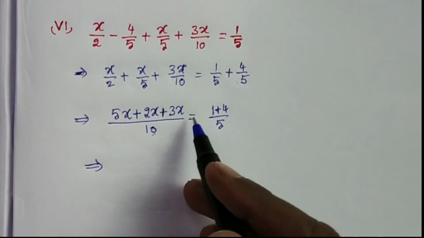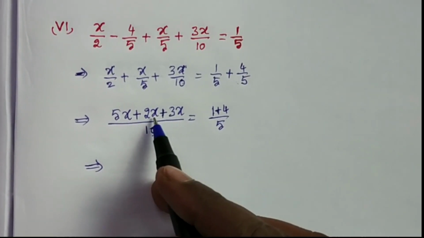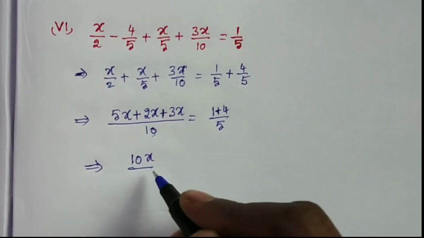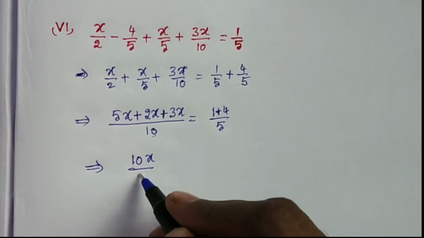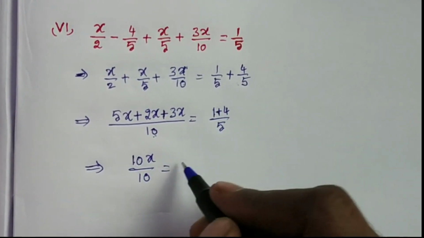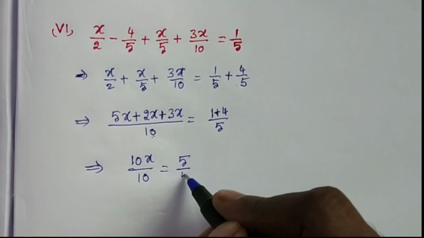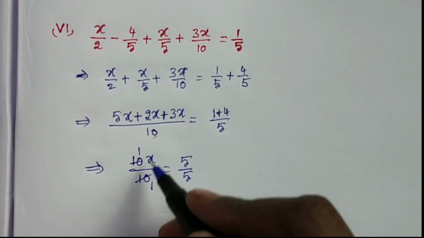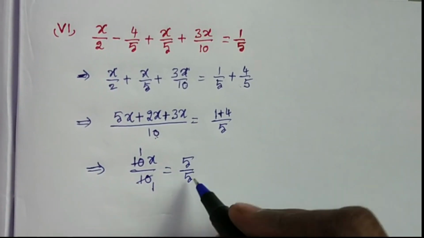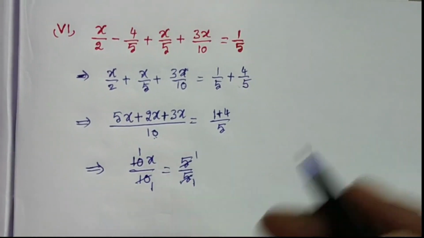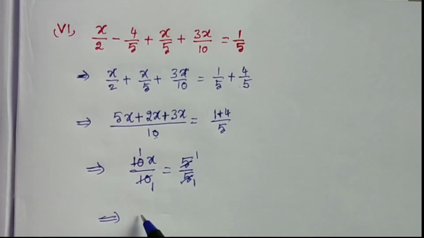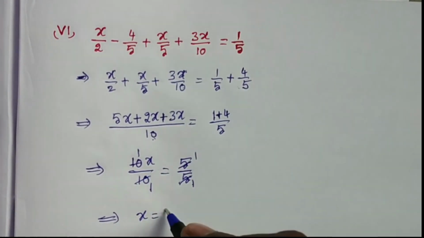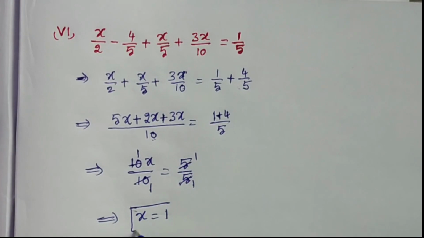Next, add the numerators. 5x plus 2x, 7x, 7x plus 3x, 10x, by 10 is equal to 1 plus 4, that is 5, by 5. This denominator 10 in the numerator 10x, 1 time will cancel. In 10, 1 time cancel. This 5, 1 time cancel. So finally x by 1 is x, 1 by 1 is 1. So here x is equal to 1.